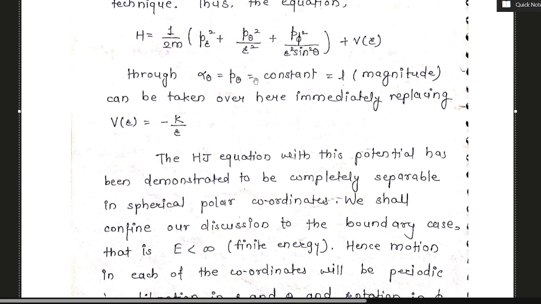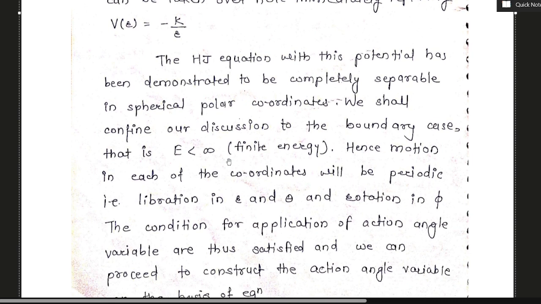P theta equals a constant, that is our L magnitude, can be taken over here immediately, replacing V of r equals minus k by r. Thus the HJ equation with this potential has been demonstrated to be completely separable in spherical polar coordinates, and we shall confine our discussion to the bound case.